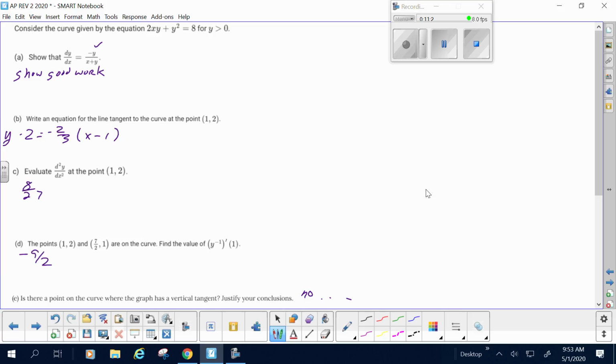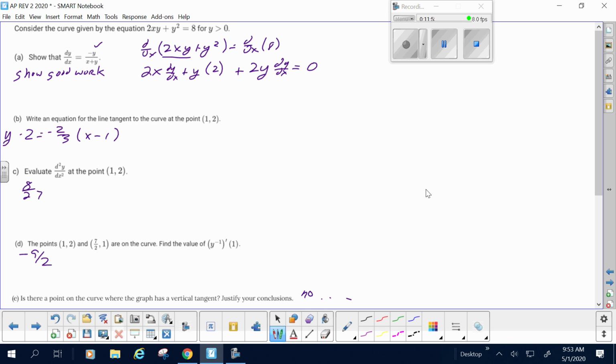Just to be clear on A then, here I go with A. What good work looks like would be to take the derivative with respect to x of both sides. The derivative on the left is a product rule. First stays the same. Derivative of the second plus second stays the same. Derivative of the first. Derivative of y squared is the derivative of the outside, 2y, times the derivative of the inside, dy/dx. And the derivative of 8 is 0.